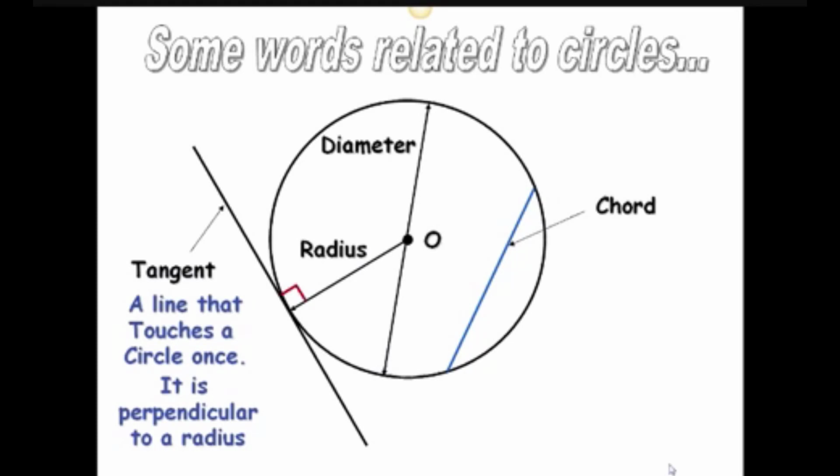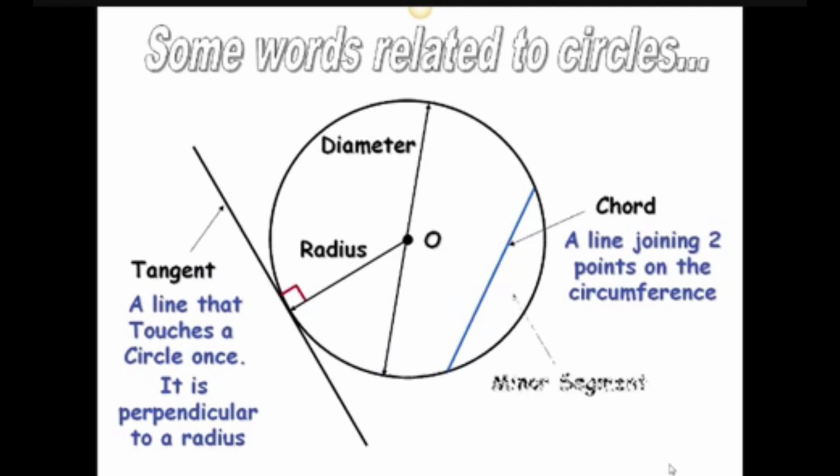Now, as you can see with that chord there, it's sort of sliced the circle into a smaller bit on the right hand side and a much larger bit on the left hand side. So a chord splits a circle into two segments. The smaller one is the minor segment, the larger one is the major segment. You need to understand all those words.